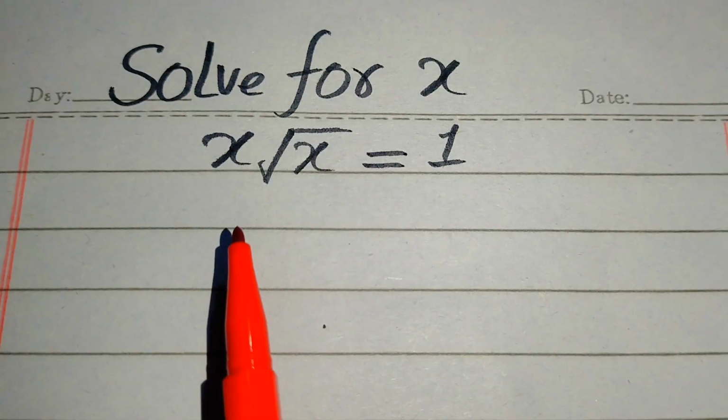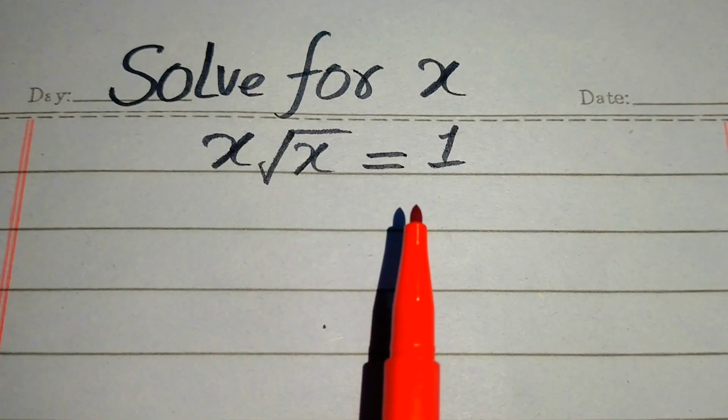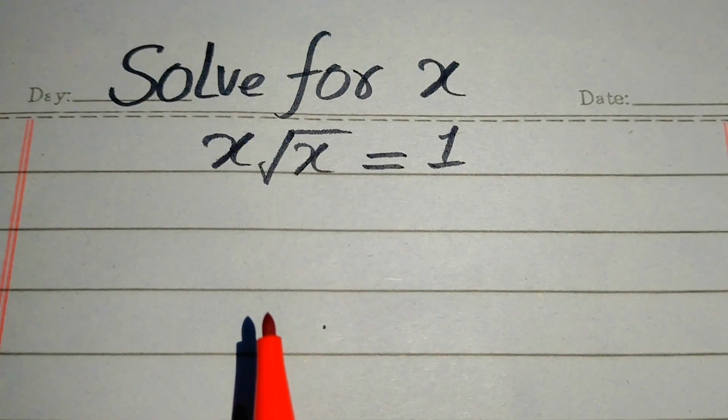So here we have x times square root of x is equal to 1, and we solve this problem for all the values of x. First we need to find all the roots of this equation, and at the end we will verify which of the roots are solutions and which are extraneous roots.